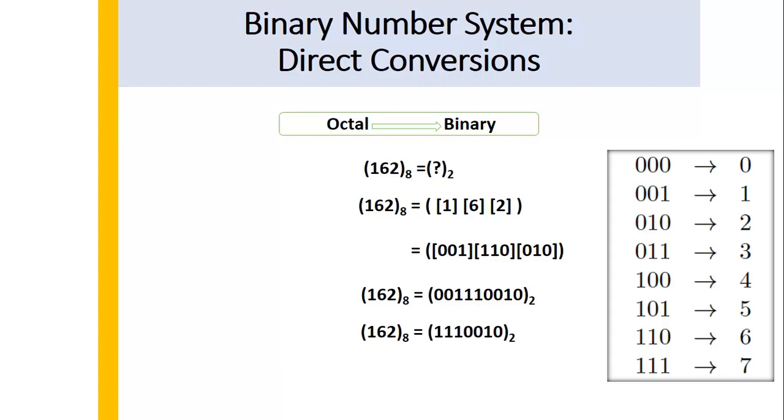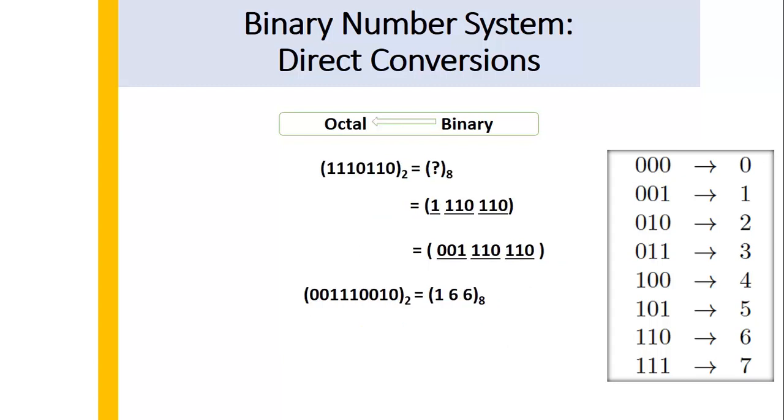So let's separate those digits in octal and write 1, 6 and 2 in different brackets. So 2 has to be converted into 3 bits. For 2 we have 0, 1, 0. For 6 we have 1, 1, 0. And for 1 it is 0, 0, 1. Now we combine this and we get 0, 0, 1, 1, 1, 0, 0, 1, 0. Zeros on the left hand side don't carry any value, so we can remove them, and the final binary equivalent of 162 octal is 1110010.